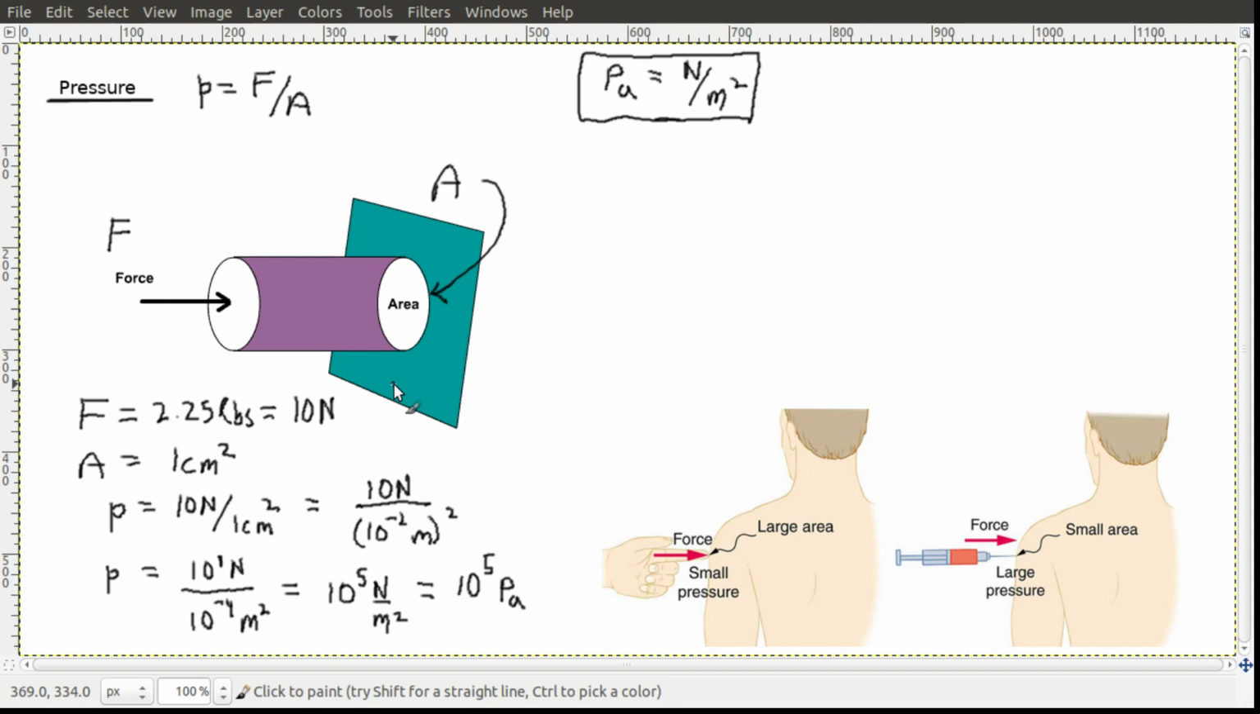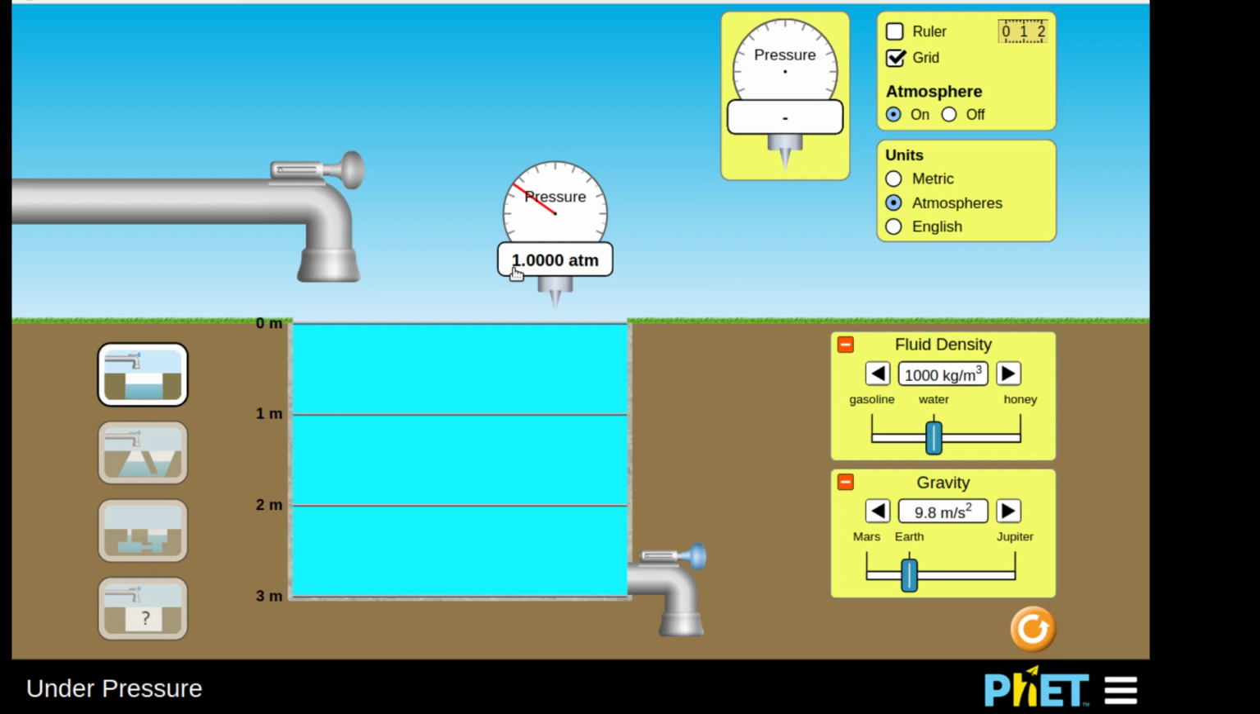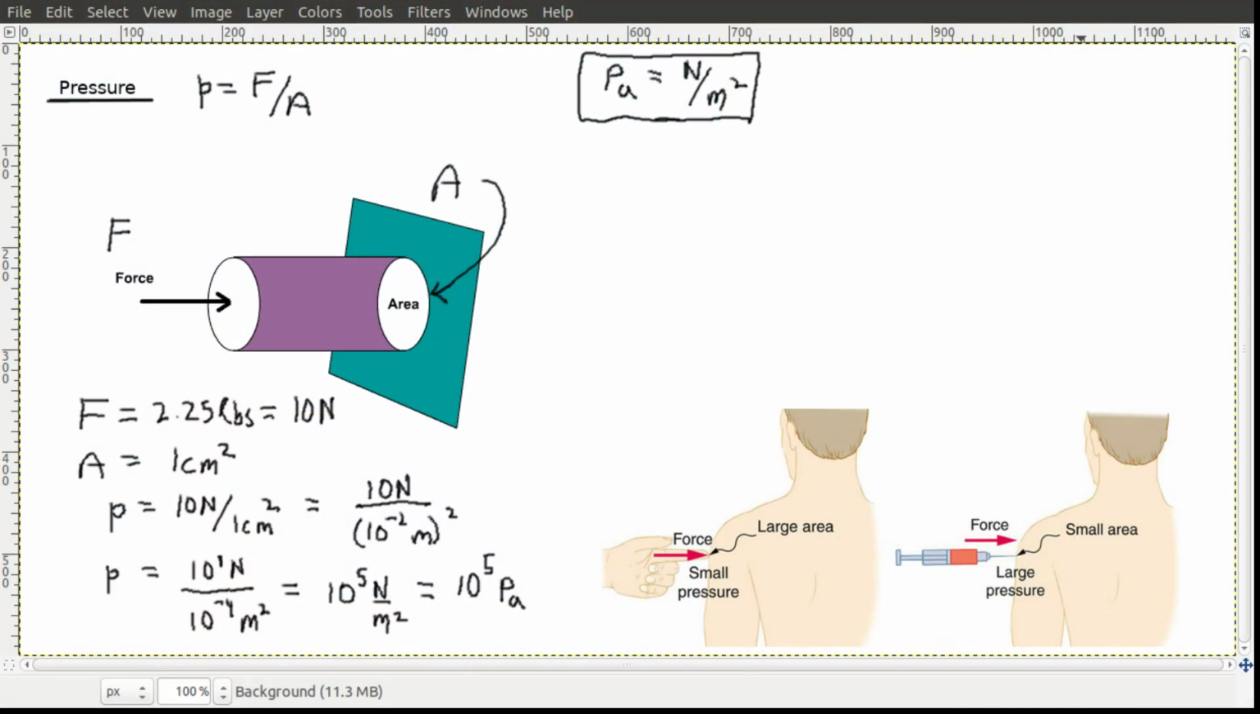And let's go back over here to PhET Sim. If we go with atmospheres, I've got to get the right button here. Where's my PhET Sim? Yeah. So see here, if we're at 1 atmosphere, what is the metric pressure? It's 101.3 kilopascals. Okay. So let me go back over here to GIMP.